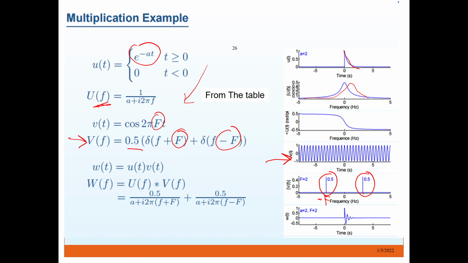So when we multiply this one and this one, in the frequency domain it will become a convolution. You just have to use the formula to transform it into convolution, and this is the result in the time domain.